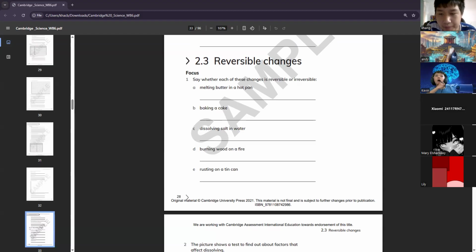All right. So yes, you can freeze butter. We can freeze butter. You could theoretically freeze butter.